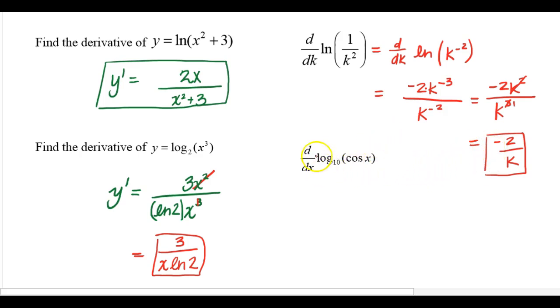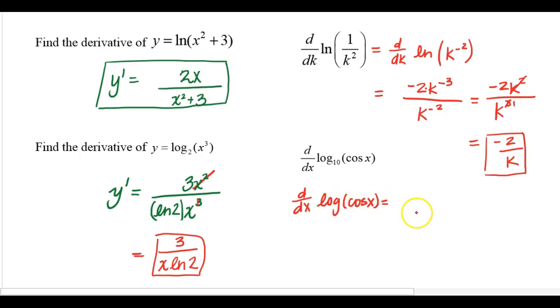And then finally, let's take a look at the derivative with respect to x of log base 10 of cosine x. One of the things I wanted to point out is that this 10 really doesn't need to be here. If the problem just said the derivative with respect to x of log of cosine x, that's actually the same problem because that's called the common log. When there's no base explicitly written, it's assumed that it's 10. So let's assume that it was this problem just for that practice on logarithms, and this would be the chain rule.